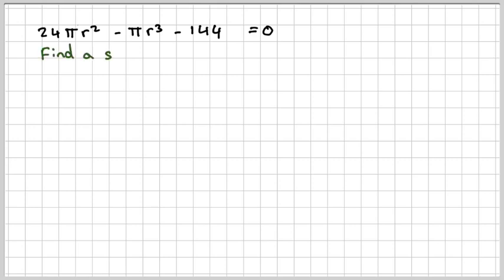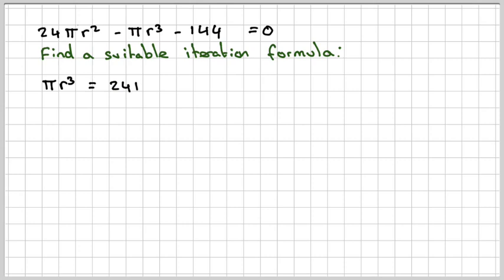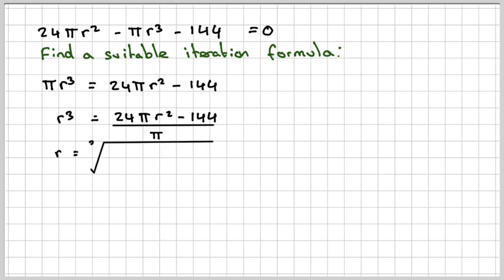So, finding a suitable iteration formula, I'm going to say that pi r cubed is equal to 24 pi r squared minus 144. Then I'm going to divide by pi, so r cubed is going to be (24 pi r squared minus 144) over pi, and then I'm going to take the cube root of that and see if that works. We'll check in a minute if it does.